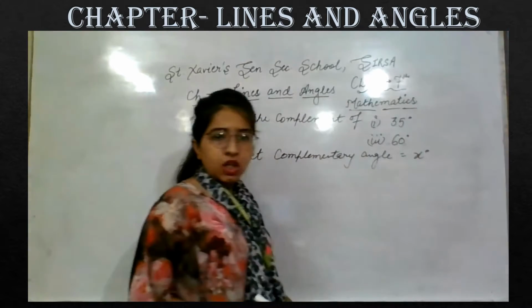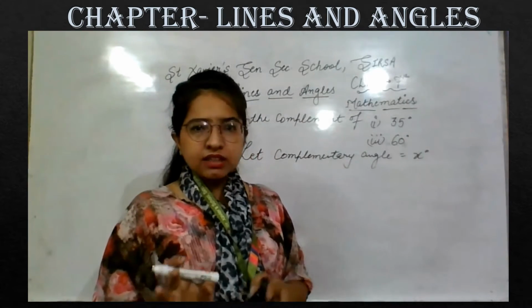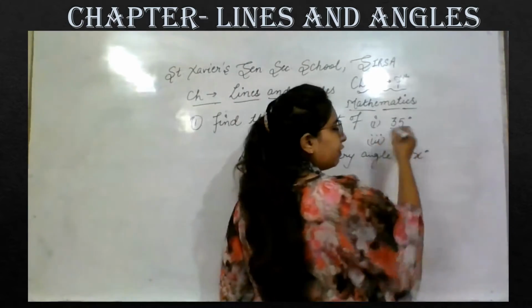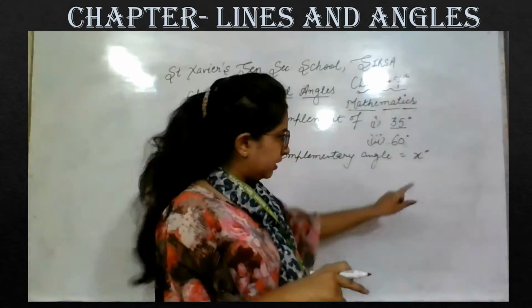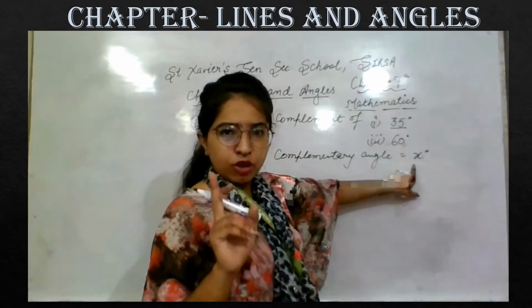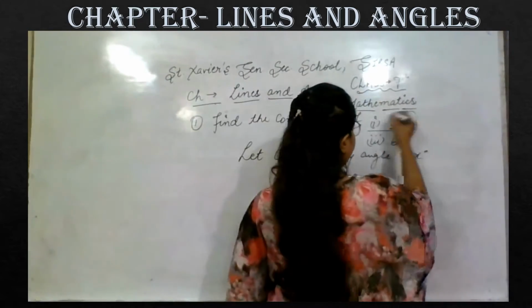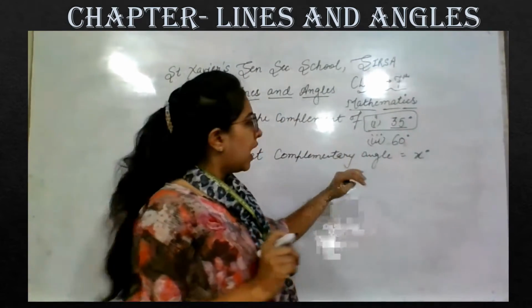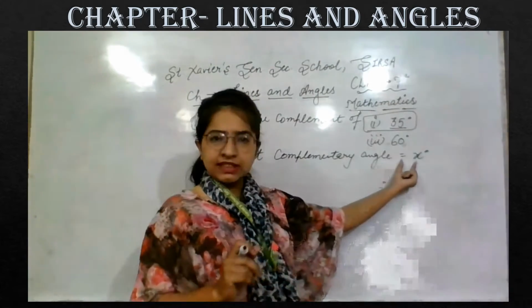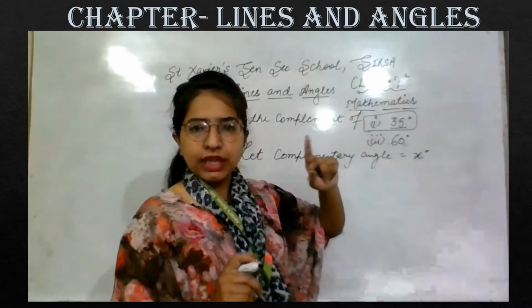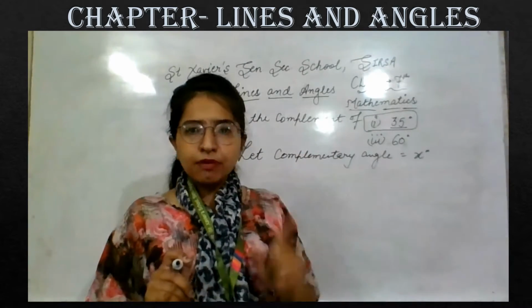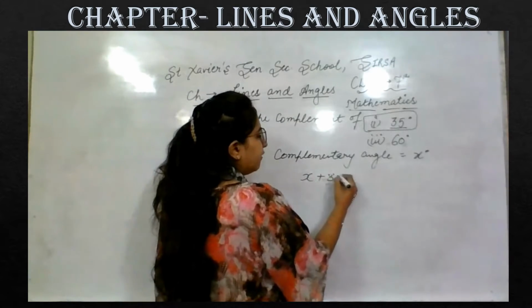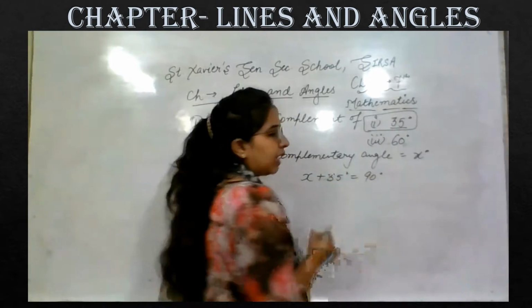Let the complementary angle equal X degree. So, you know very well that the sum of two complementary angles is 90. One angle is given to you, 35, and the other you have taken X degree. Okay, I'm doing first part only. You can see in your book also, and I have written on the board also. And you know very well that the sum of these two angles is 90 degree. So you can take X plus 35 degree is equals to 90 degree.